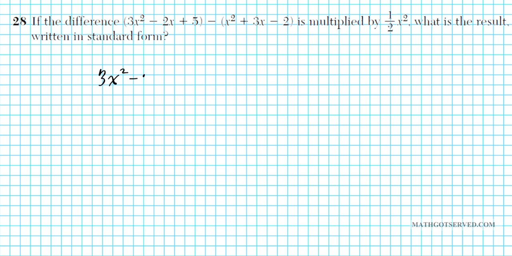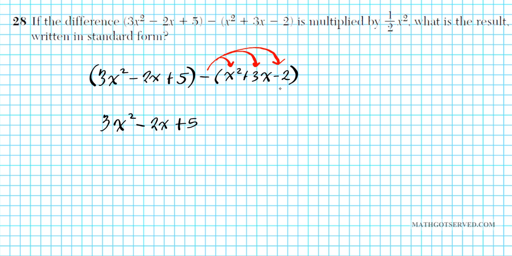Okay, so we have 3x squared minus 2x plus 5 minus x squared plus 3x minus 2. Let's rewrite this in vertical orientation so we can easily align our terms and subtract accurately. So just copy the first one down, 3x squared minus 2x plus 5. Now you're going to distribute this minus to all 3 terms in this polynomial expression. What happens when you distribute negative to terms? It simply inverts the sign of every single term. So you're going to have negative x squared minus 3x, minus times minus, plus 2.